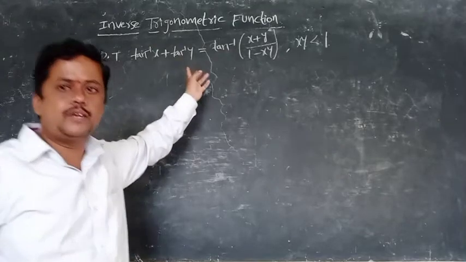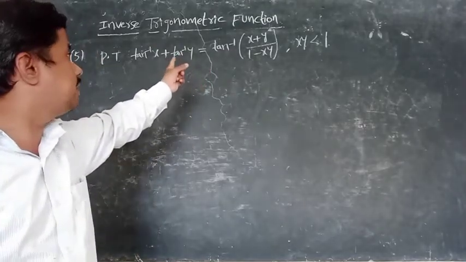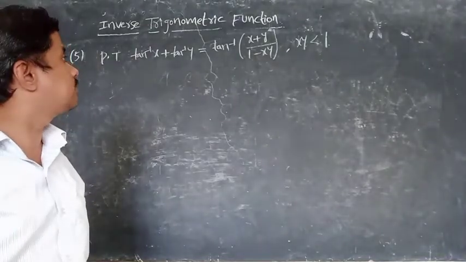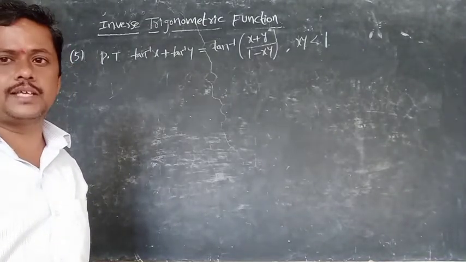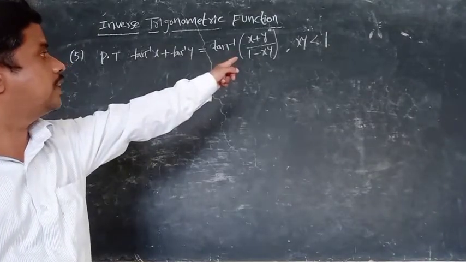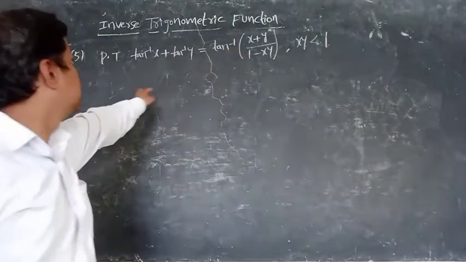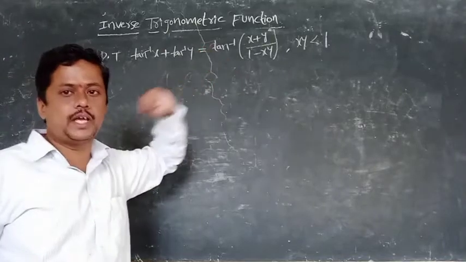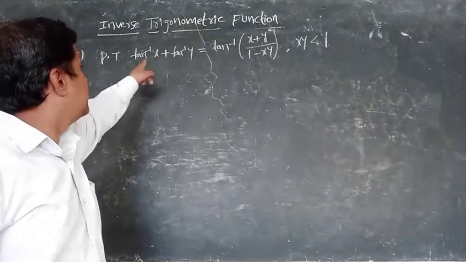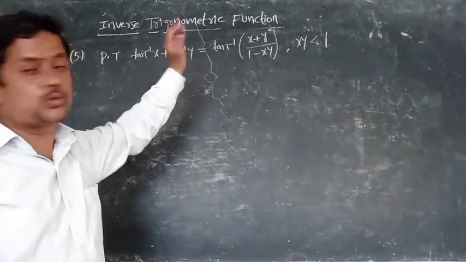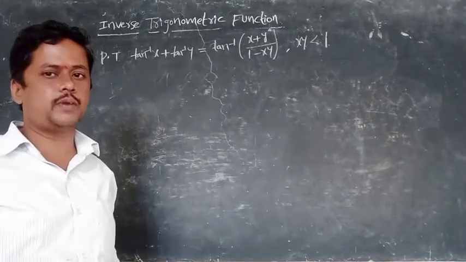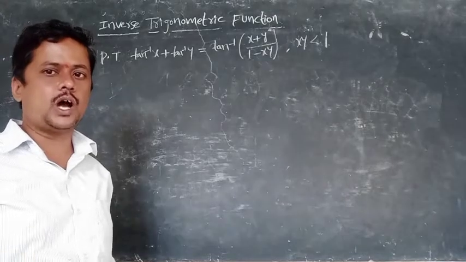Tan inverse x plus tan inverse y is equal to tan inverse of (x plus y) divided by (1 minus xy). The condition is xy less than 1. That is the condition. So I have to prove this formula, which is very important for the 3 marks question. How to prove this one?